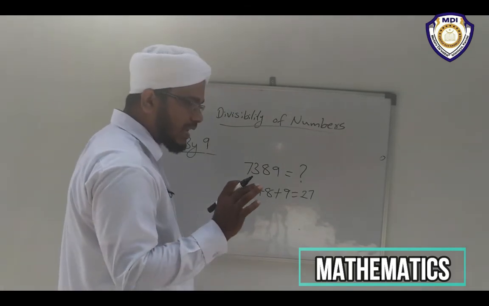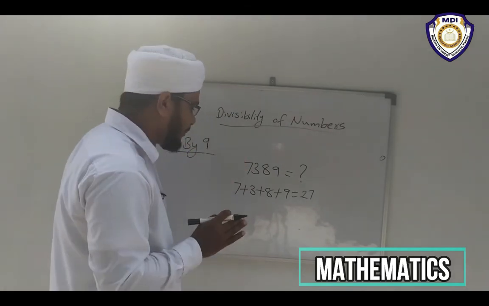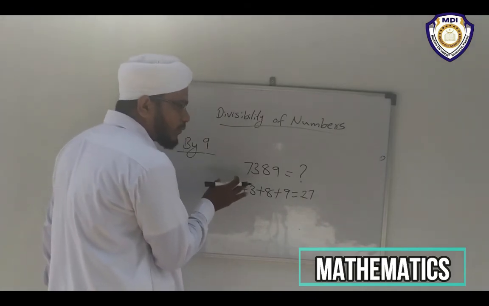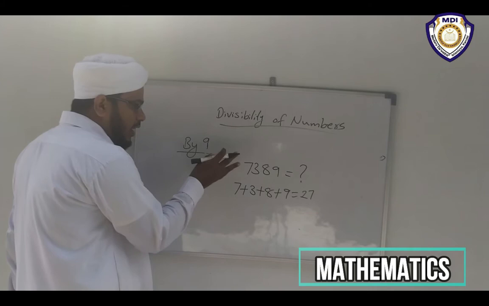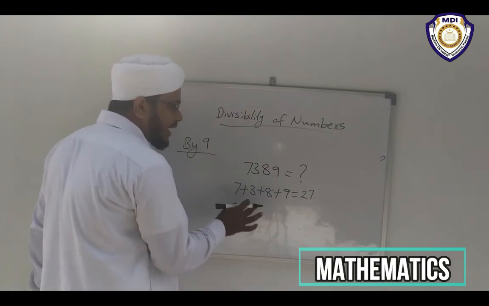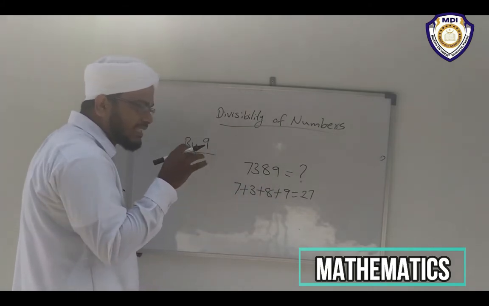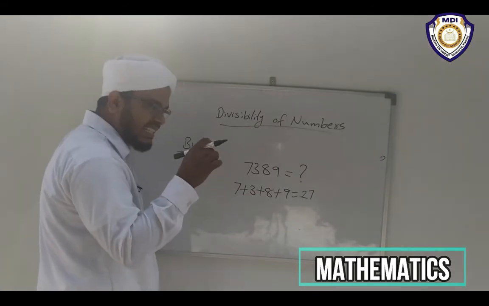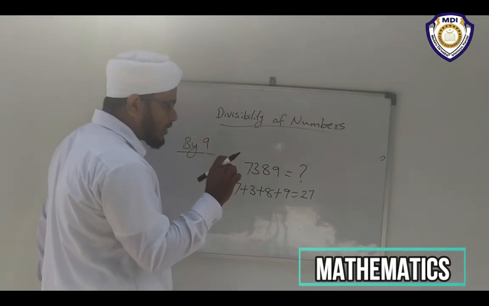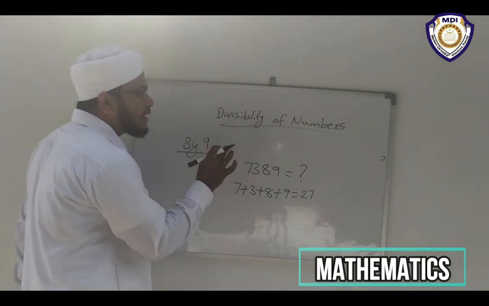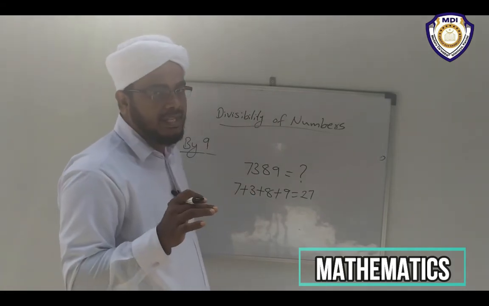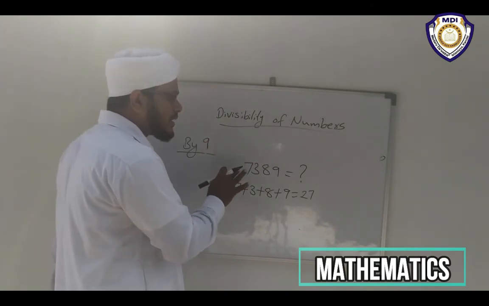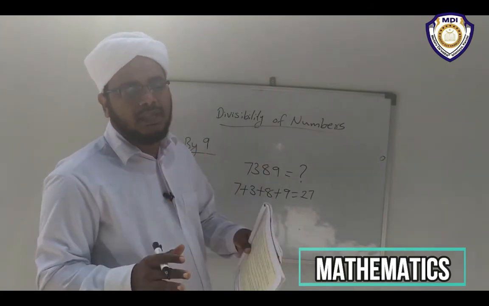Please listen here. Like the case of 3, we have to find out the sum of the digits, and after that we have to check if this sum is divisible by 9 or not. If it is divisible by 9, then the number is also divisible by 9. If it is not divisible by 9, then the number is not divisible by 9.